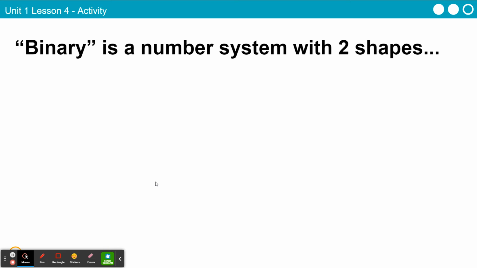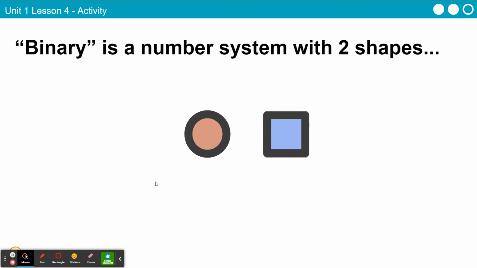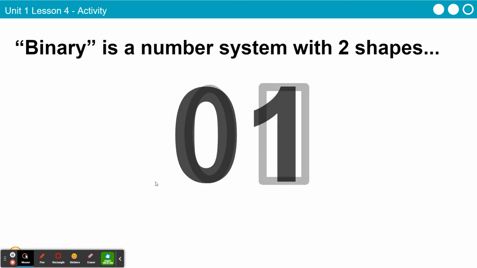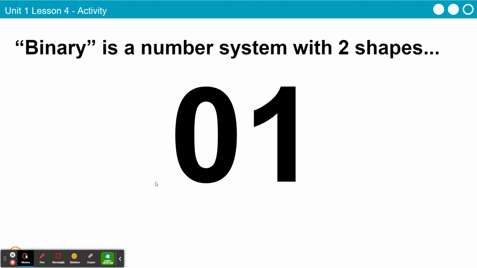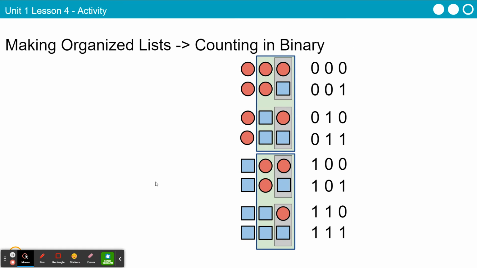Now, binary is simply a number system with 2 shapes. It's all I have is 2 shapes. I use 0 and 1 instead of square and circle, but that's all I have. 0 and 1 is all this uses, 2 shapes, binary. So when I make organized lists, I do counting in binary. If you notice, I even put that on my class pass thing where I said it's as easy as 1, 2, 3. That's because this is how you count binary, right?